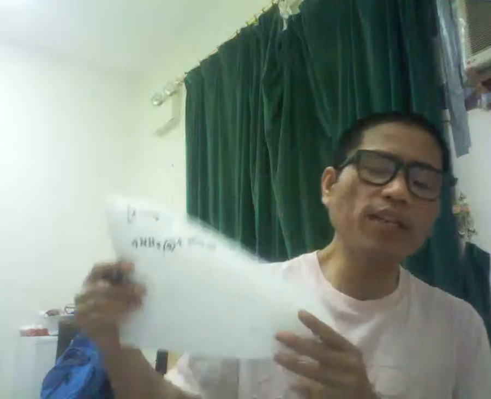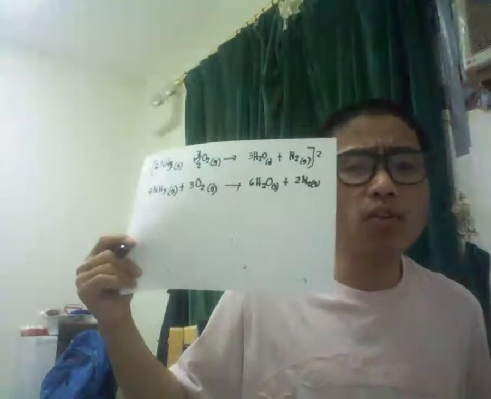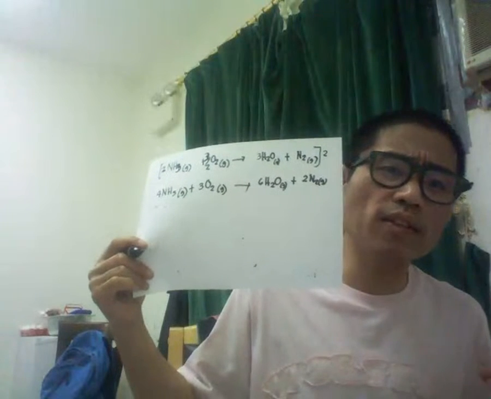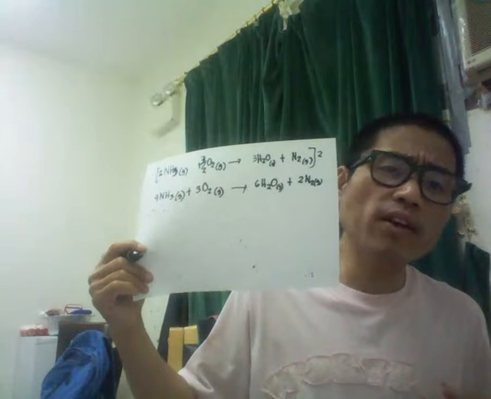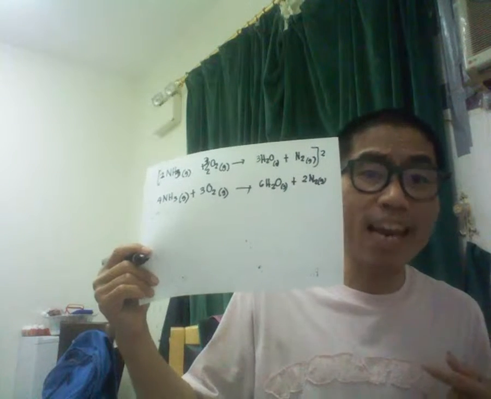3 moles of oxygen gas is equal to 6 moles of water plus 2 moles of N2 gas. When you read this one, class, you need to say 3 moles, because that is the coefficient. You don't say 3 atoms of water. Moles are expressed by the coefficient of the compound or the element.